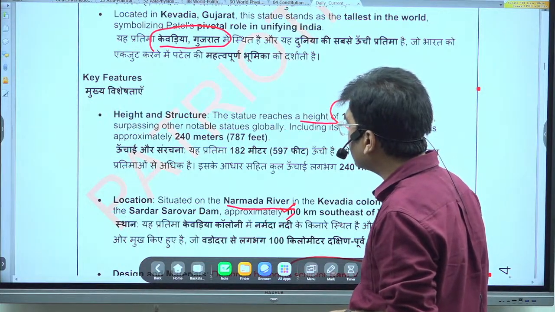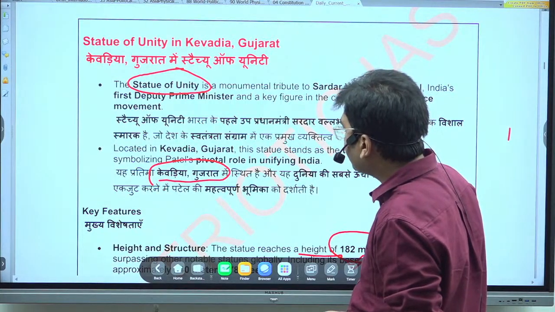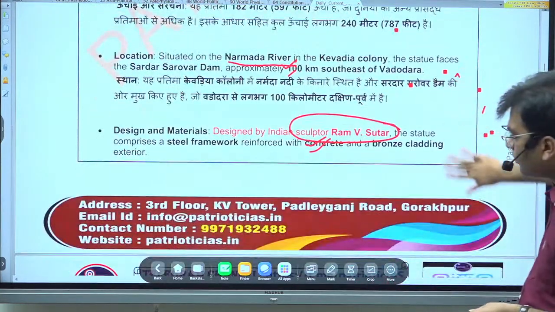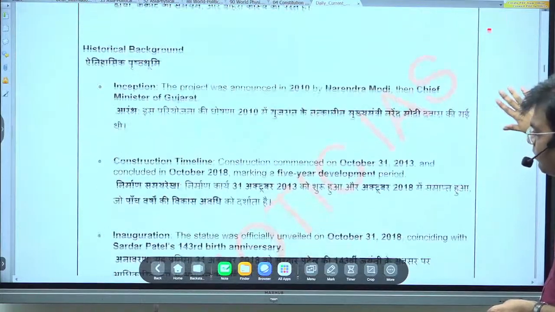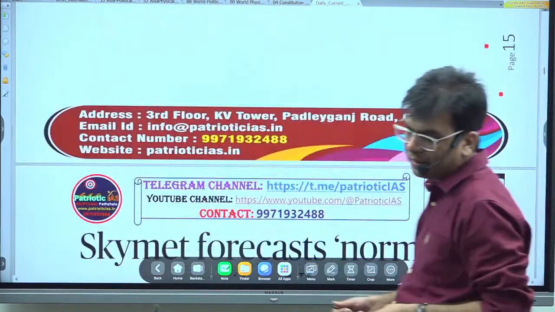So it is one of the highest statues. All of this you should remember. These are particularly important for the PCS examination.